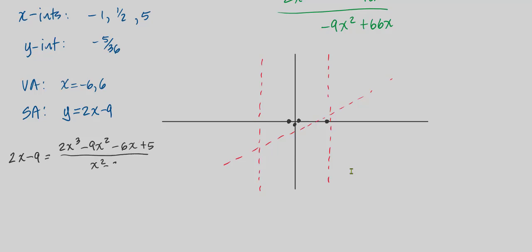So we're just going to set the asymptote equal to the function and then solve. So we're going to have to multiply both sides by that right-hand denominator, so that's going to give us 2x cubed minus 9x squared. And then we multiply by negative 36, so we get negative 72x. And then plus 9 times 36. And 9 times 36 is 324. And that will be equal to the denominator on the right.